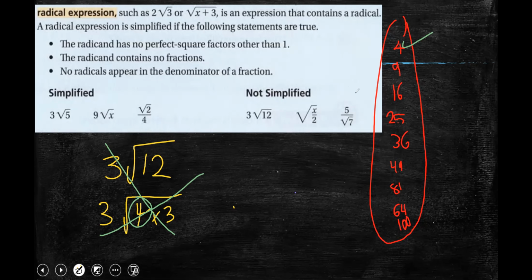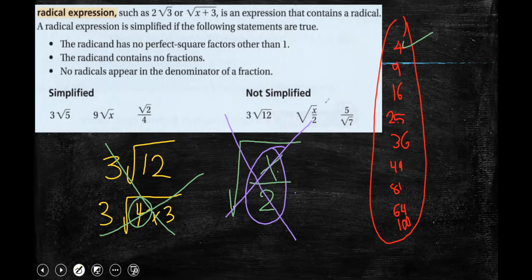Look at the second one. Look at the square root. Did we have a perfect square factor or perfect square number? No. 2 is a prime number. I cannot factorize it. Did we have a fraction under the square root? Yes, there's a fraction. So because of that, I will say that this is not simplified.